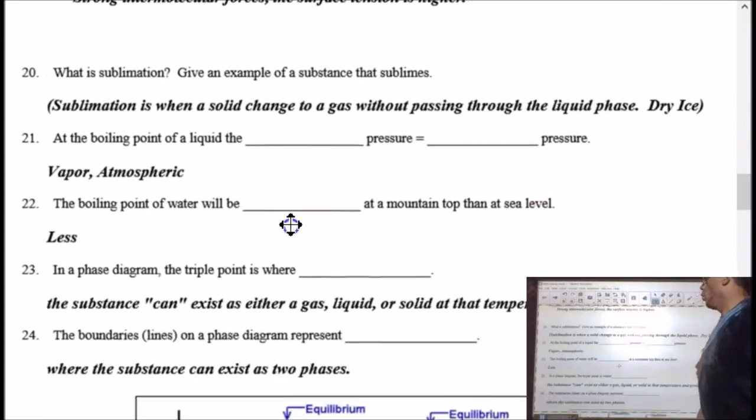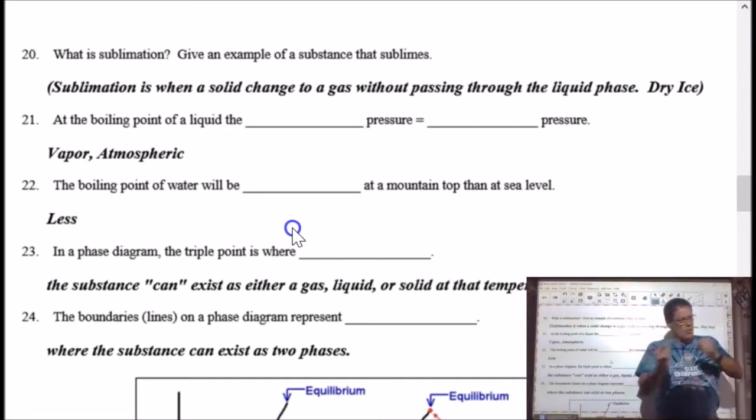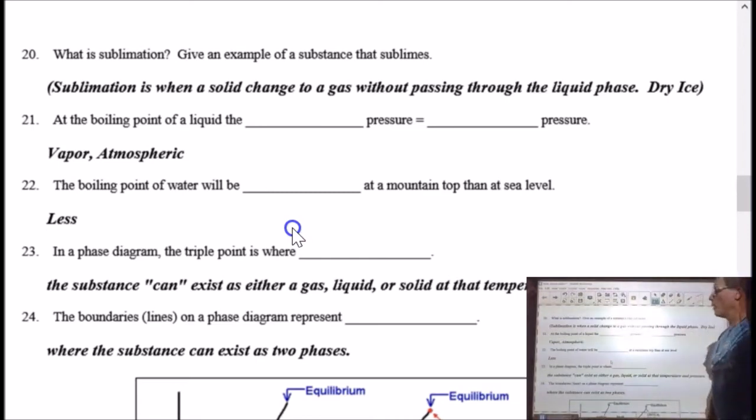All right, what is sublimation? Sublimation means that we are going from a solid directly to a gas without going through the liquid phase. So that's what sublimation is. And you'll need to know all those phase changes. There are 6 of them, and I'll show you all 6 of them here in a moment.